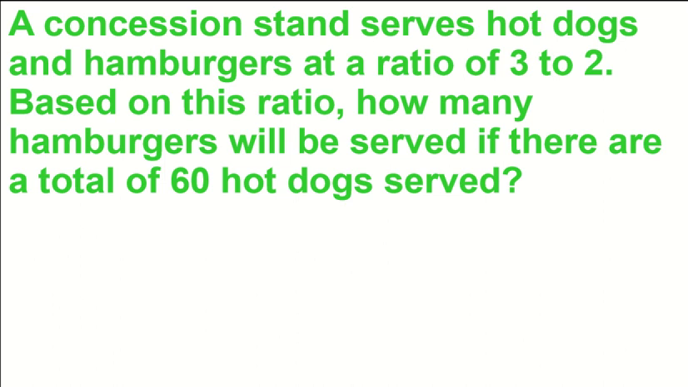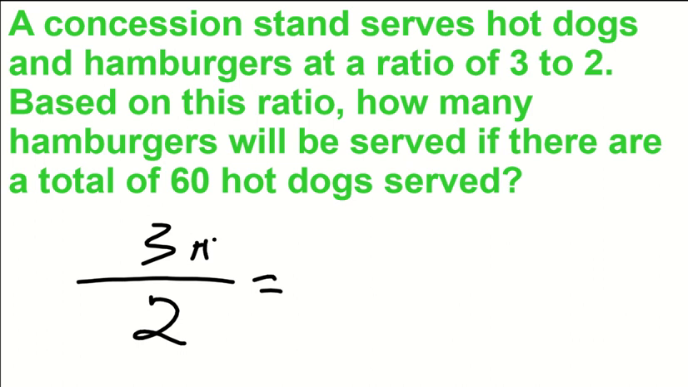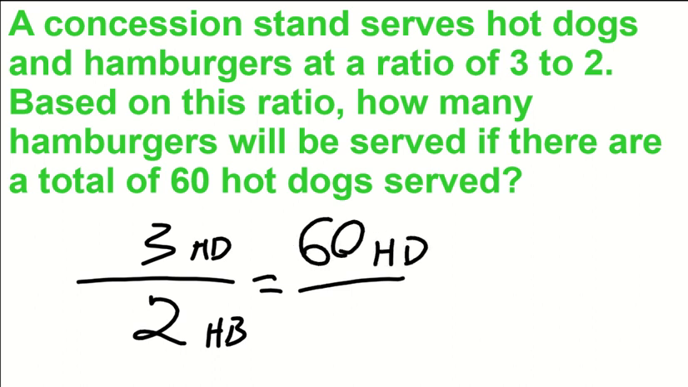Chastity? 3 over 2. So we got 3 over 2. 3 is the hot dogs. 2 is the hamburgers. And then 60 hot dogs on top. All right, there is our proportion.